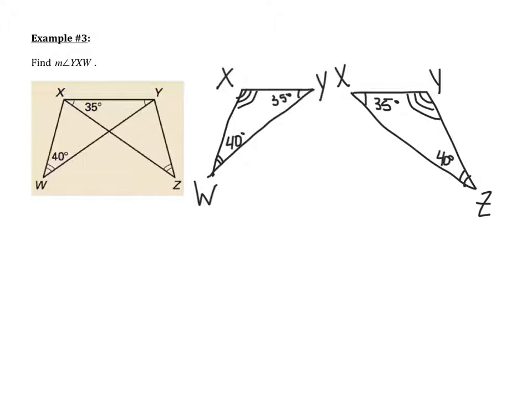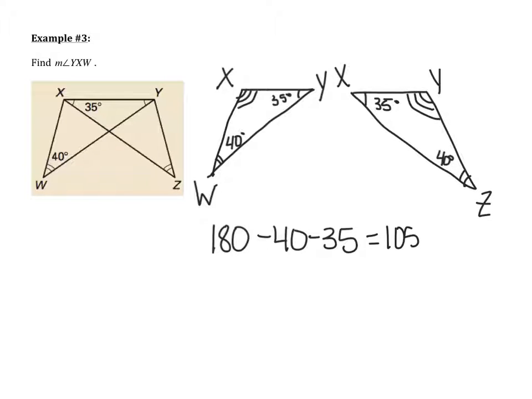So remember, I was asked to find the measure of YXW. So YXW is this angle right here, YXW. So therefore, I know that this angle X is congruent to this angle Y. I can find the measure of these two angles by the triangle sum theorem. I know that there's 180 degrees in a triangle. So if I have a 40-degree angle and a 35-degree angle, I can take 180, the total number of degrees in a triangle, minus the 40, minus the 35 to find the measure of our missing angle. 180 minus 40 minus 35 is equal to 105.